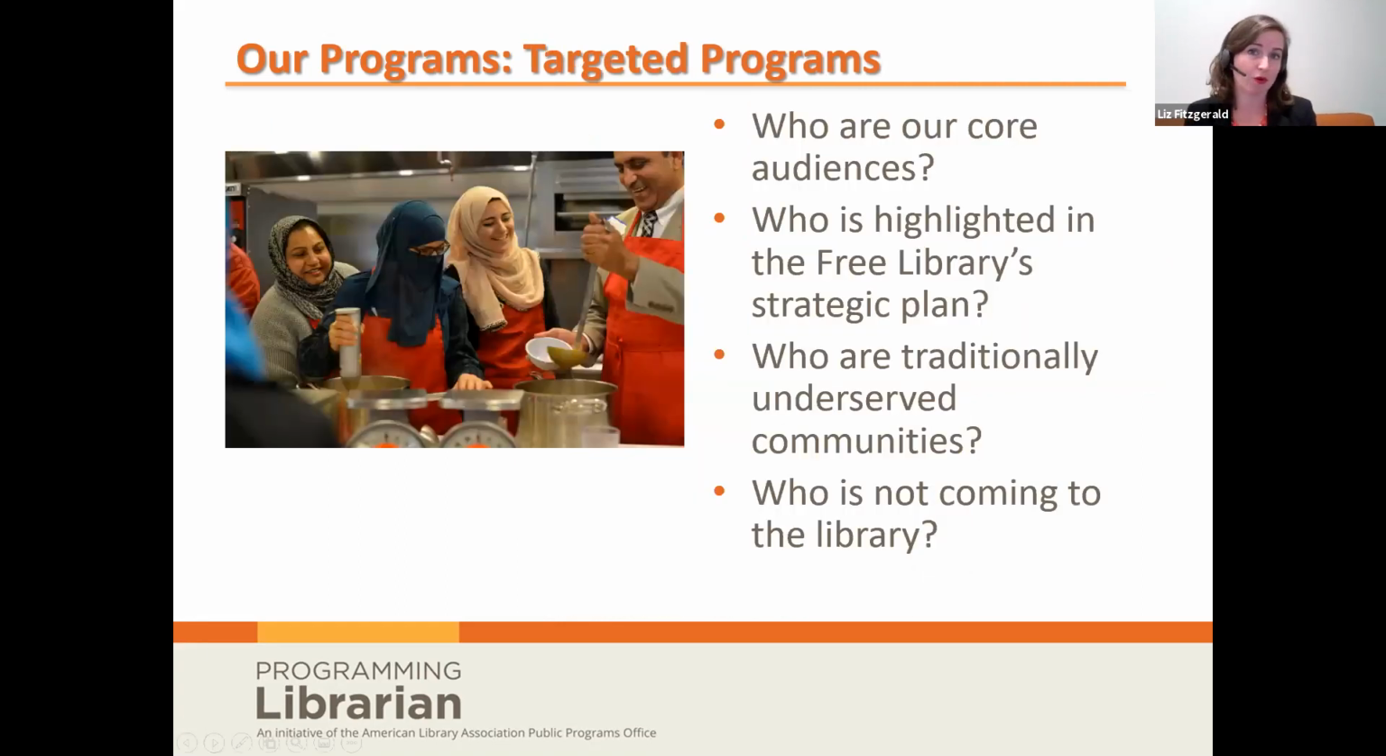So our other bucket of programming is our targeted programs. And our targeted programs, when we're thinking about who we are going to be offering these programs for and what populations we hope to reach through cooking, we use some questions to guide our thinking. So who are our core audiences? Who is our Free Library strategic plan hoping to support through the library as a whole? We like to think of who are our traditionally underserved communities, both by the city and the library. And I always love to think about who's not coming to the library and how can we engage people through cooking, because food and cooking are this universal act and item that really bring people together.